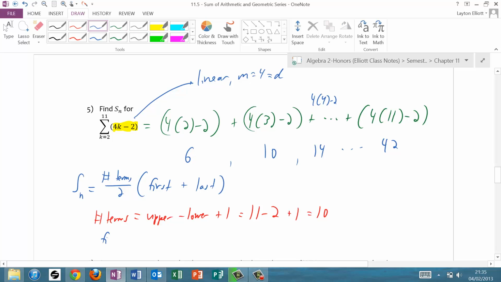The first term is equal to 6, and the last term we said was 42. So my sum would be equal to the number of terms, 10 over 2, times 6 plus 42. And I would get 5 times 48, and 5 times 48 is, 5 times 4 is 20, 5 times 40 is 200, okay, so 240.